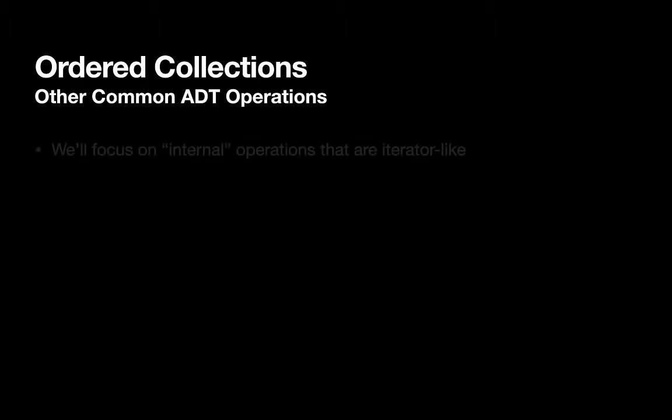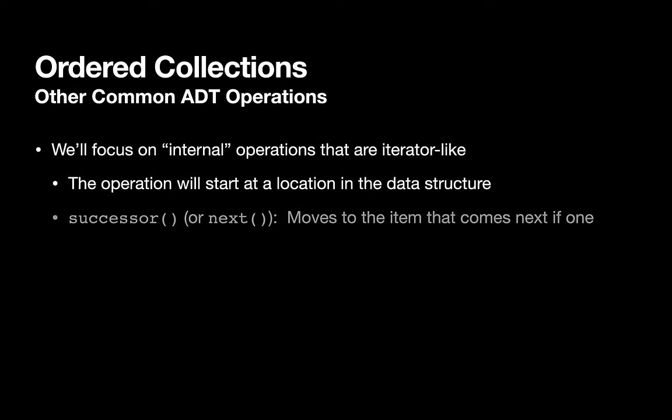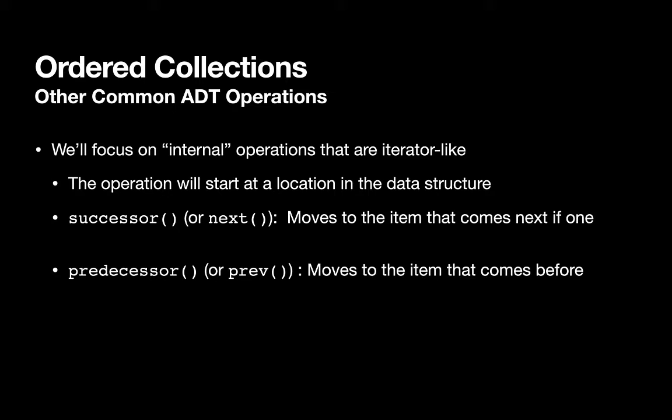Okay, so some other common operations. There are some internal operations that are iterator-like. The operation will start at a location in the data structure and move forward or backwards. So a successor or next function, and a predecessor or previous function will go backwards. So we've got two notions here. If we think of the idea of iterating through something as having some sort of a cursor that has the concept of current location, we've got successor or next that move us forward, and predecessor or previous that move us backwards.